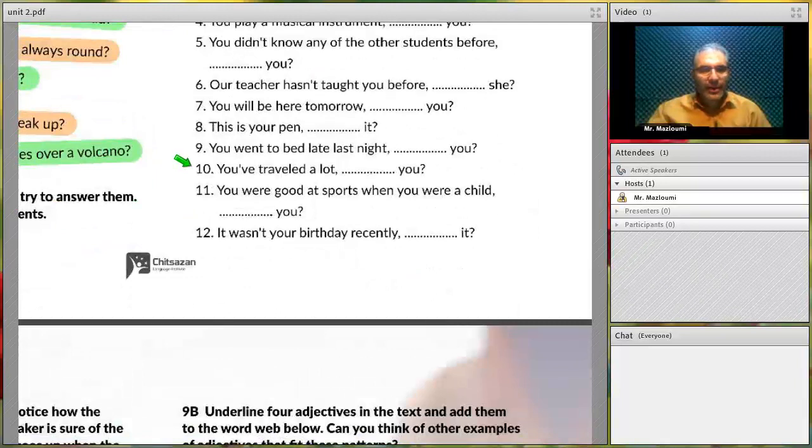Number 10. You've traveled a lot. Have you? Sorry, of course, because this is positive, it needs to be haven't you. So sorry. 11. You were good at sports when you were a child. You were, simple past and positive, so weren't you? 12. It wasn't your birthday recently. It wasn't. Was it?